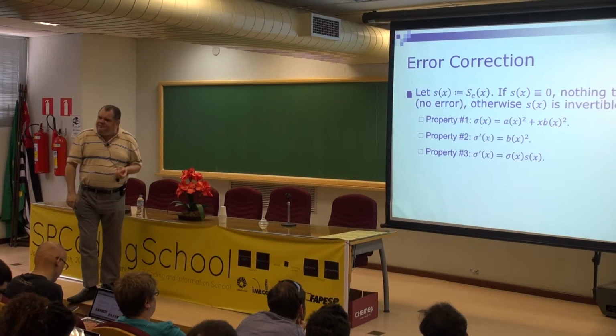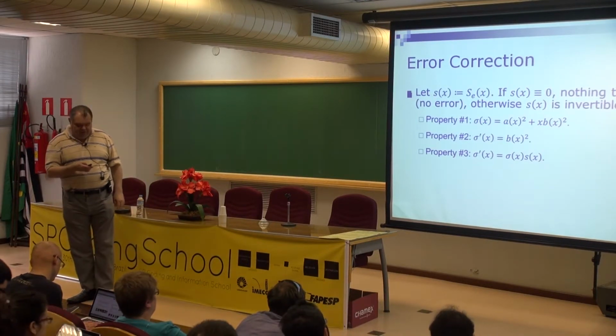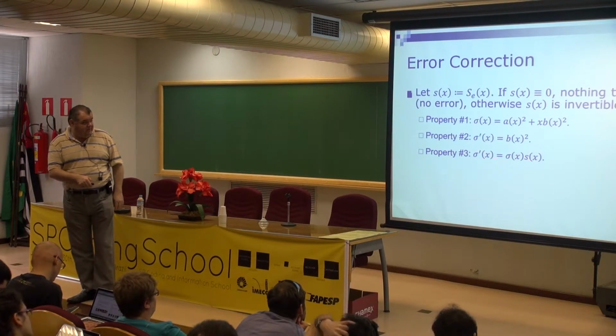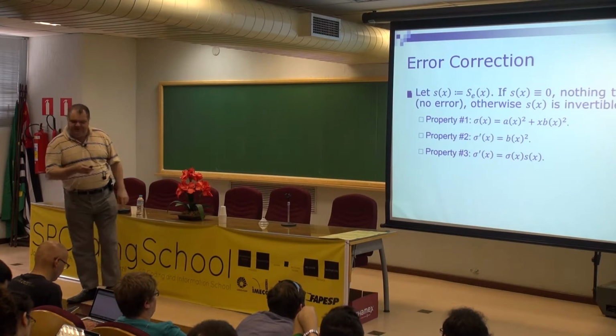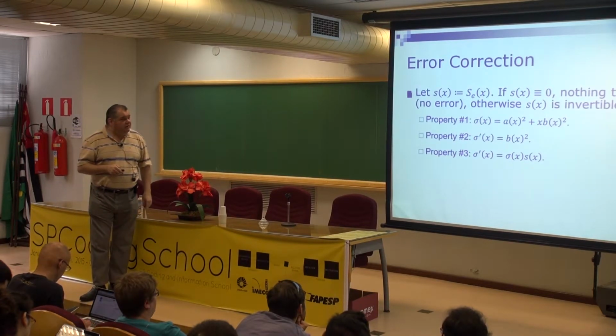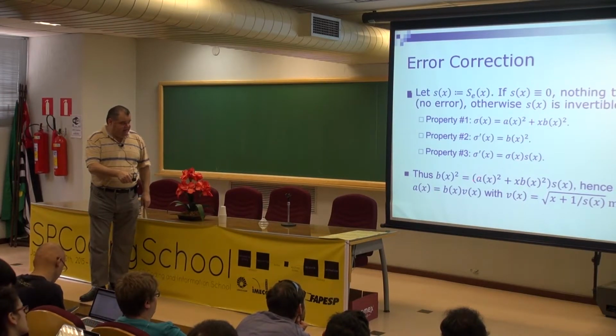And finally, dropping for the moment the mod g, we know that the derivative of sigma is sigma times the syndrome, mod g. Okay. So by combining everything here, we know that B squared is the derivative. It has this form, so we substitute this in there. So it has this form here.